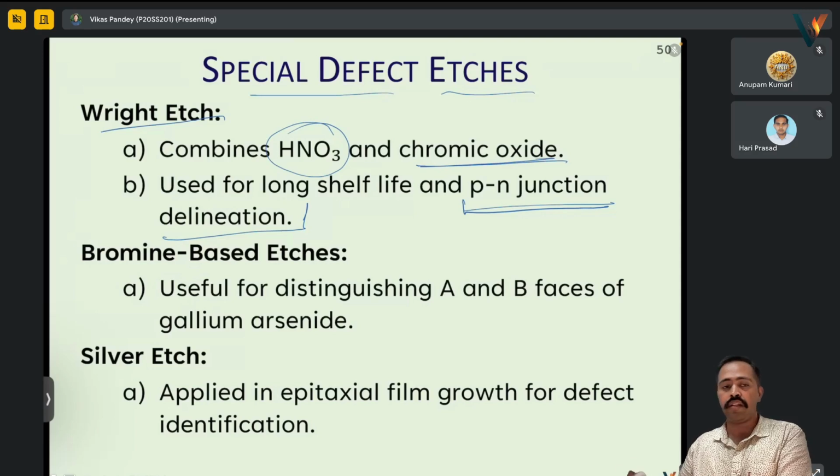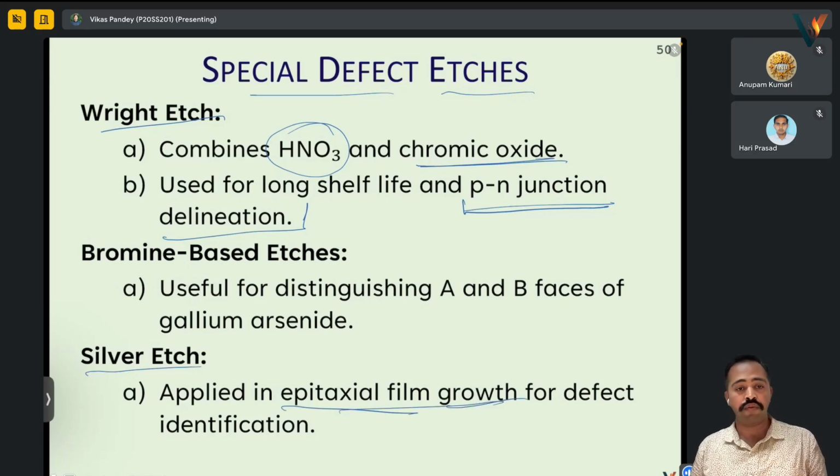There is another etch method, bromine based etch, that is useful for distinguishing the A and B phases of gallium arsenide. A is for gallium, B is for arsenic. Then there is silver etch that is applied in epitaxial thin film growth for defect identification. We saw that in epitaxy, the layers are supposed to be defect free. So to identify this, silver etch is used to confirm that there is no defect, or if there is a defect, then discard it.